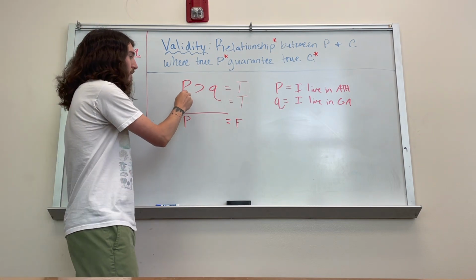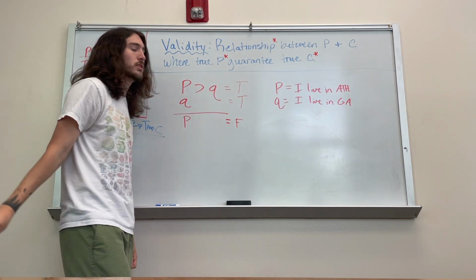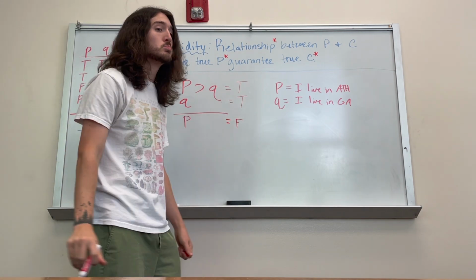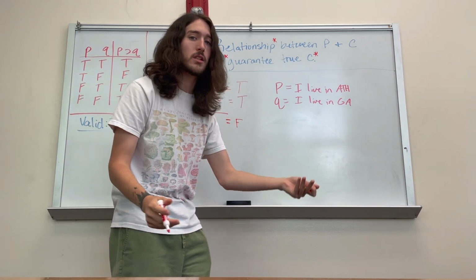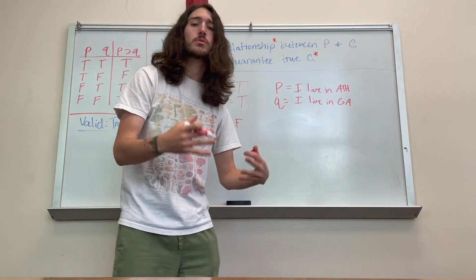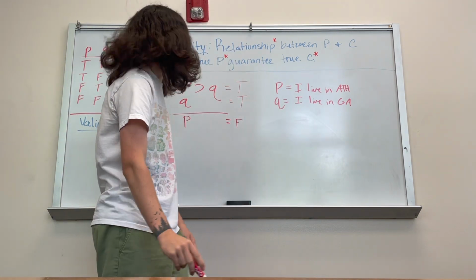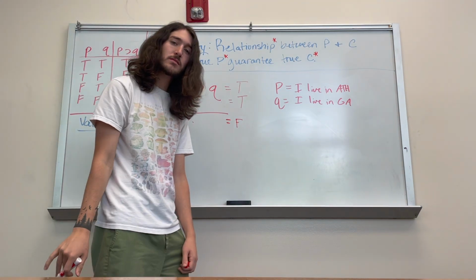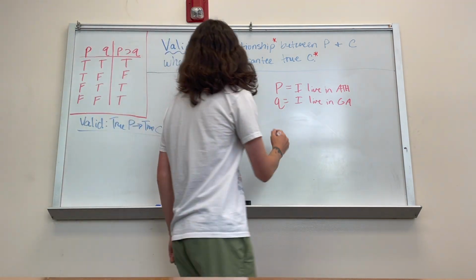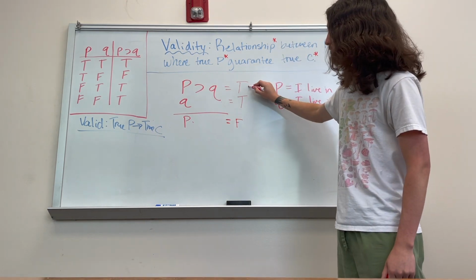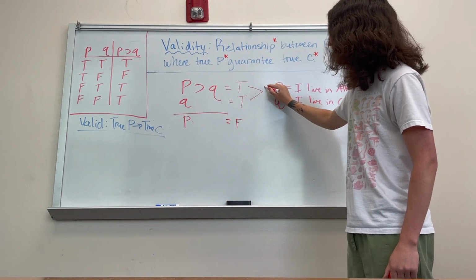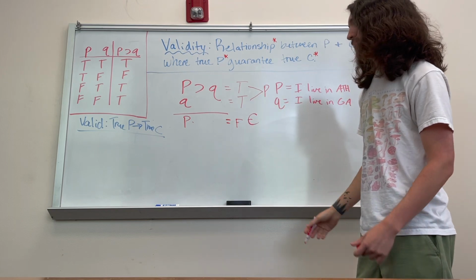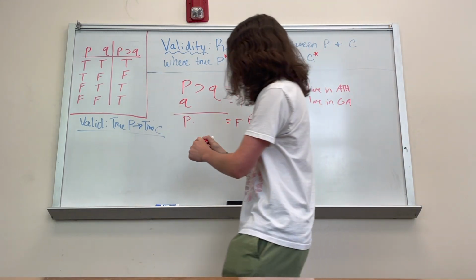The sentence, if I live in Athens, then I live in Georgia, is still true. The sentence, I live in Georgia, is still true if you're in Dahlonega, Blue Ridge, or any other city other than Athens. But the statement that you live in Athens is now false. So now we've shown that this argument has true premises but a false conclusion. And that is how we show invalidity.